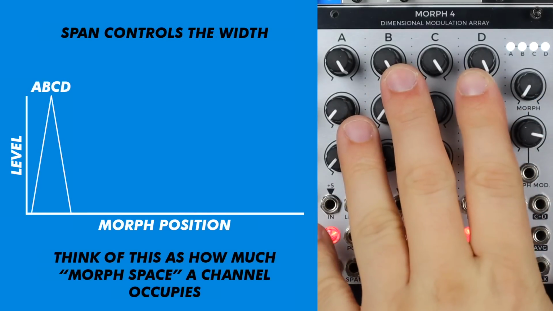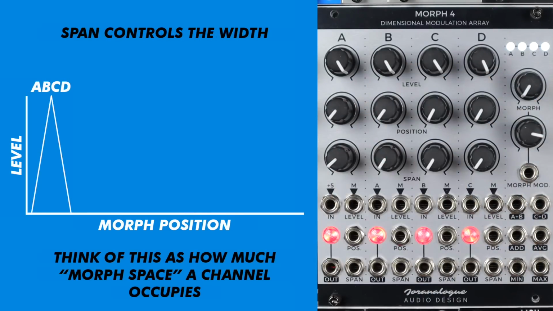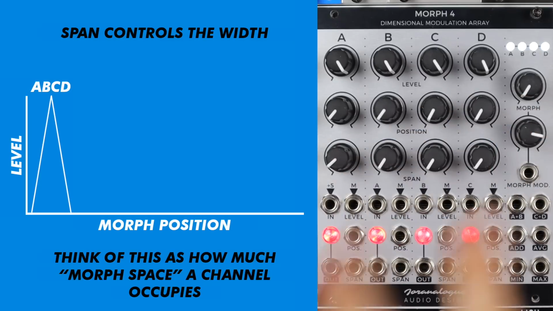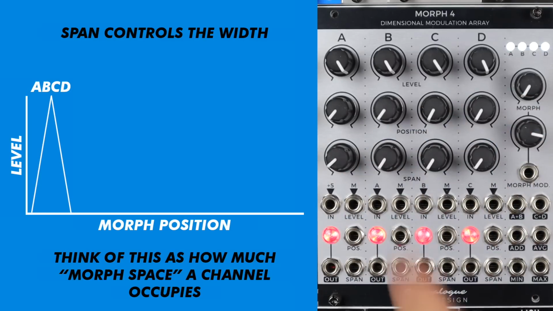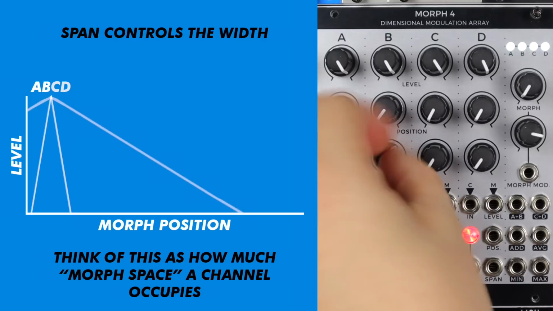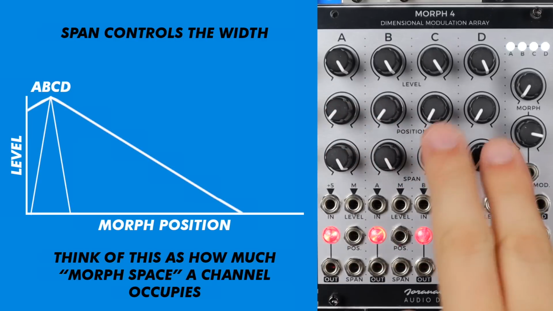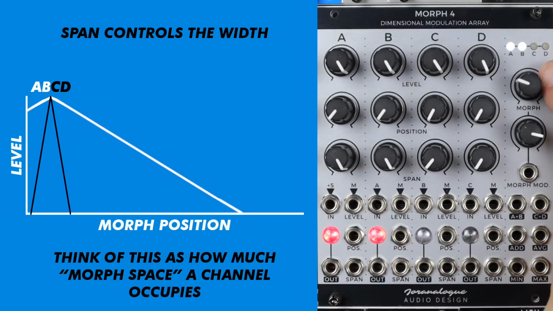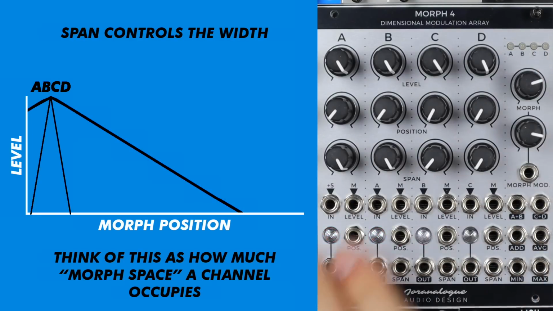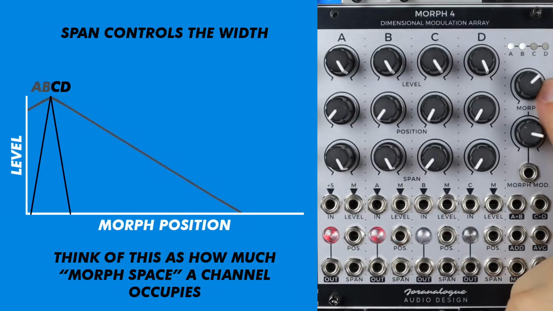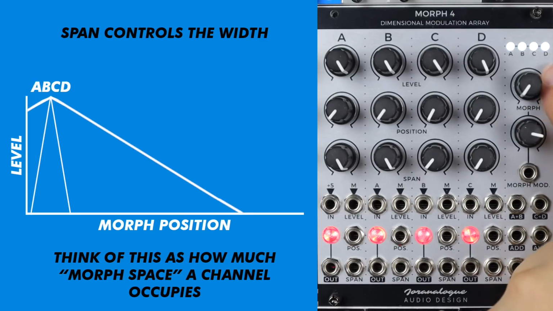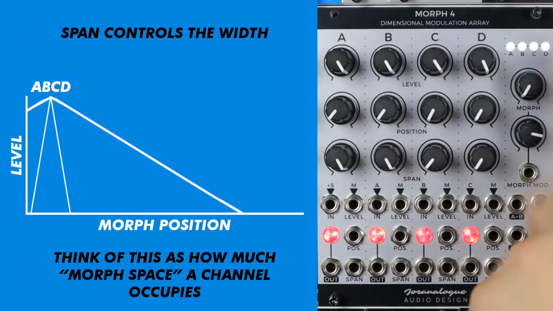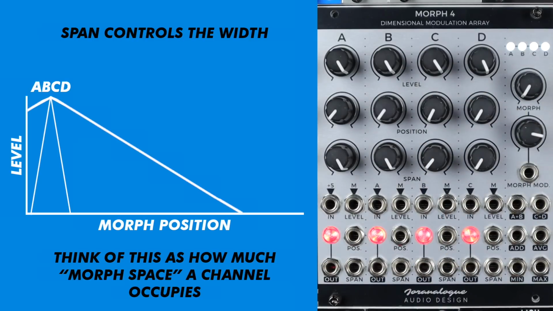With all the positions to the left, we'll move on to the span control, which really is how much potential morph space they occupy. If I say make A and B have a big, wide, full span, and barely any span on C and D, you'll see A and B fade over time, and C and D are only active right when I'm morphing to that specific position.